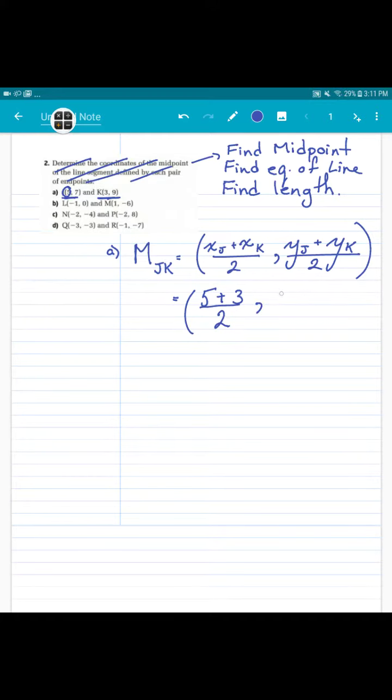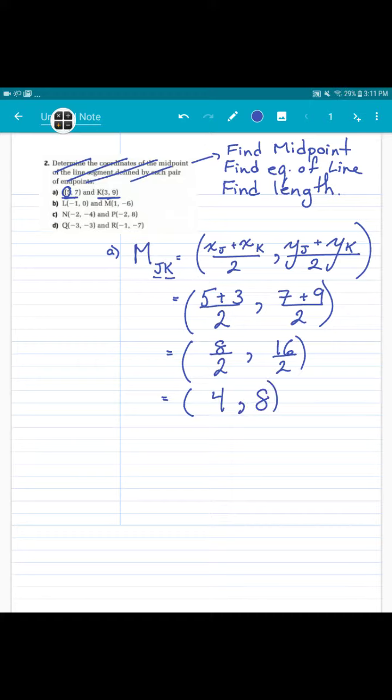And we do the same for the y. So 7 plus 9 over 2. And then we just work these out separately. So 5 plus 3 is 8, still divide by 2. 7 plus 9 is 16, divide by 2. And we get the midpoint between J and K is (4, 8). Okay, and that's it. That's the first part.